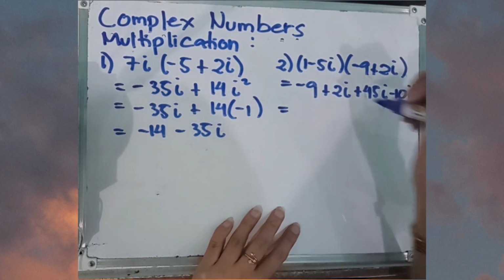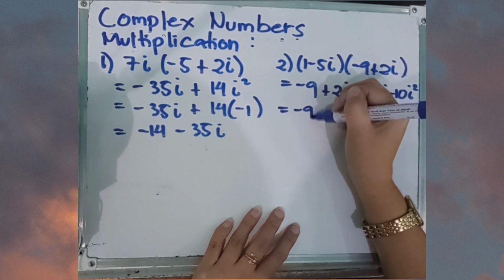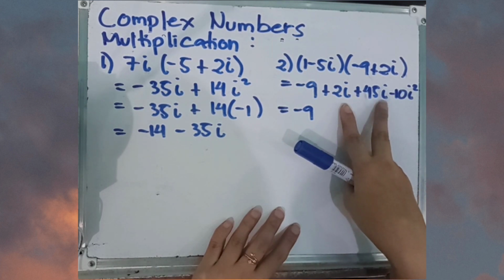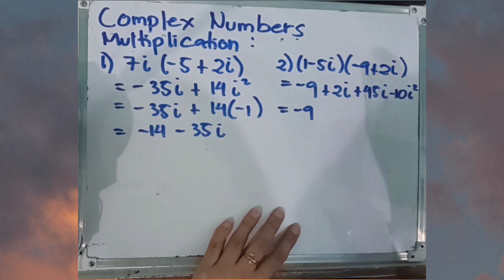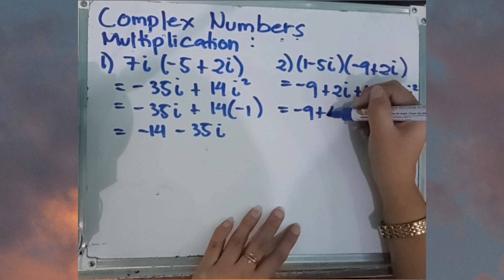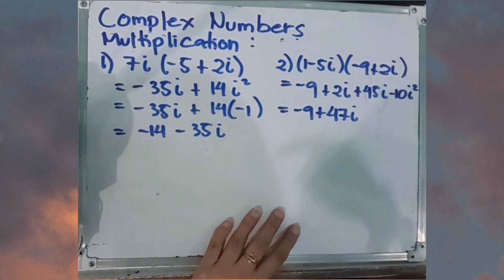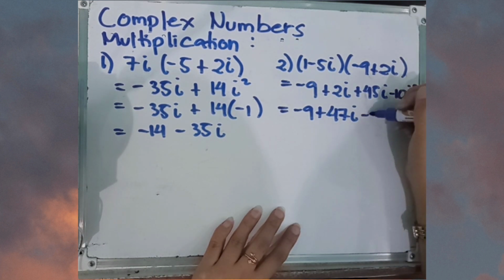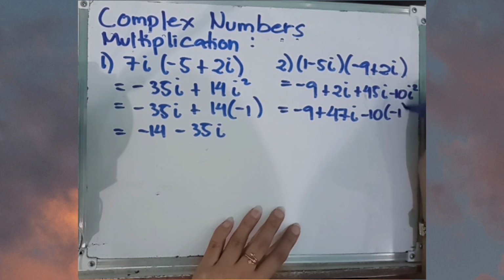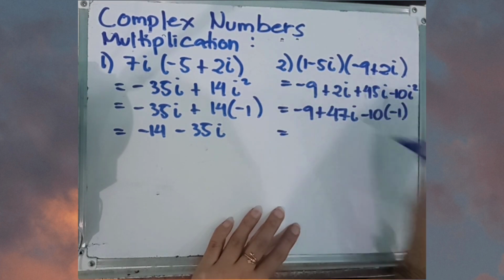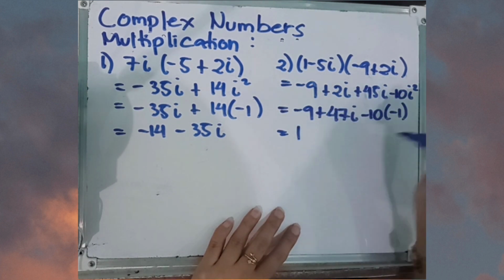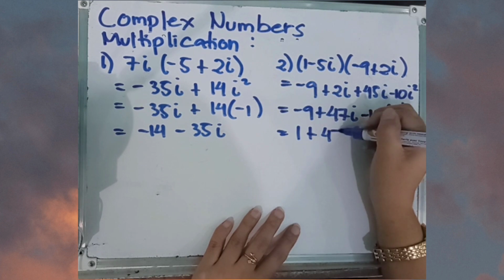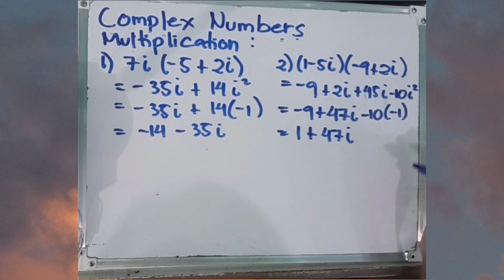So simplifying, that's negative 9. We can combine the middle terms since they are similar. So that will give us 47i. And i squared again, that's equal to negative 1. So if we simplify, that will become now positive 10. And 10 minus 9, that's 1 plus 47i.